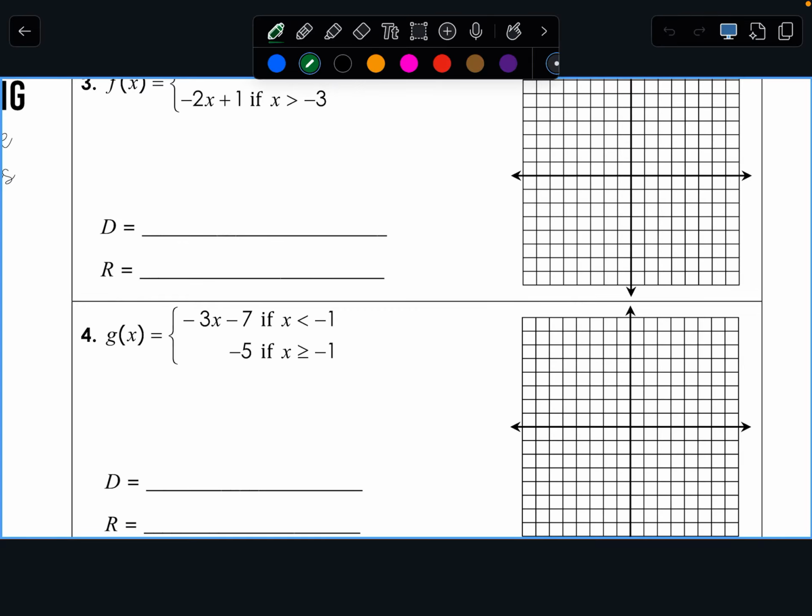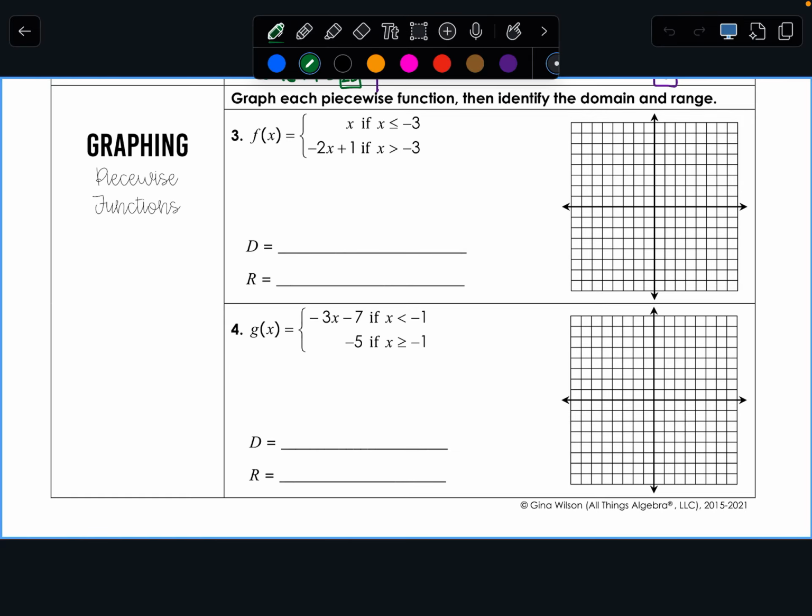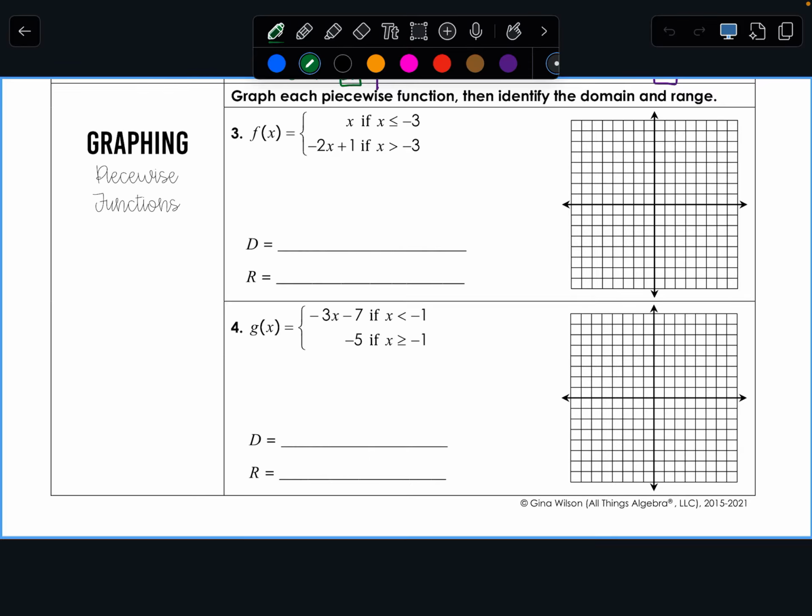All right, hello Algebra 2 students, and welcome to this part on graphing piecewise functions. What you're going to be doing here is you're going to be provided with some piecewise functions. It could be 2 pieces, it could be 3 pieces, or 4 pieces. It doesn't matter how many pieces, whatever it is, and we're going to graph these piecewise functions.